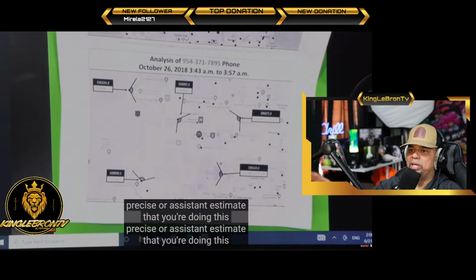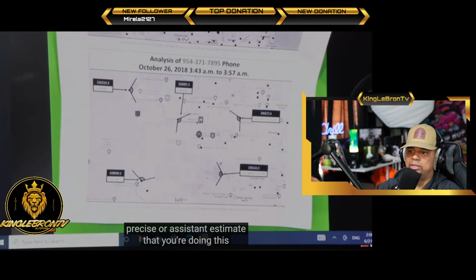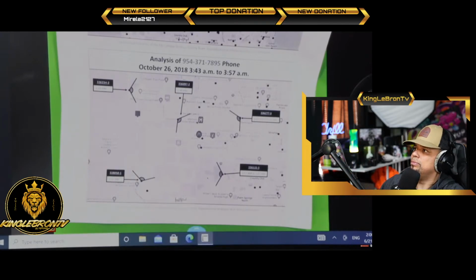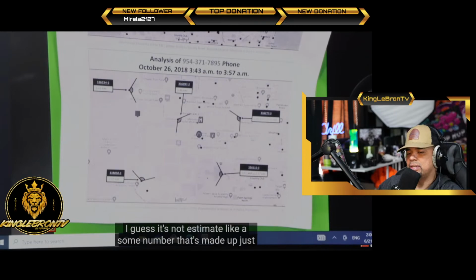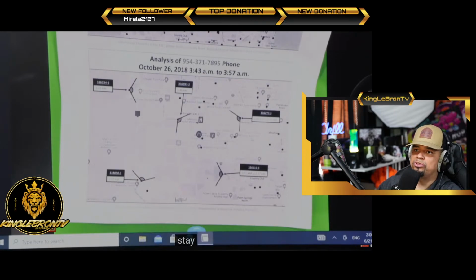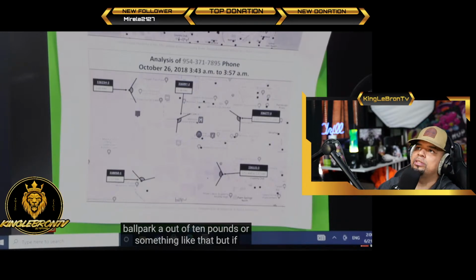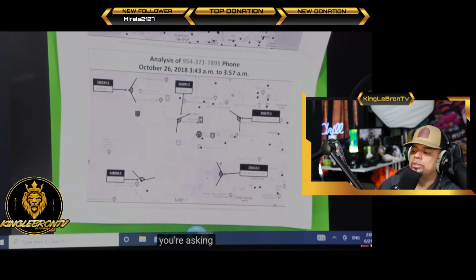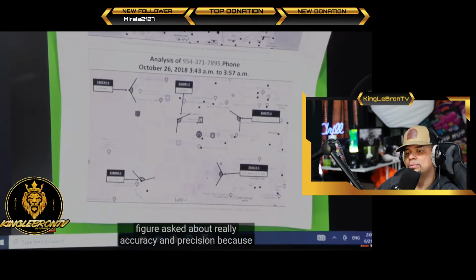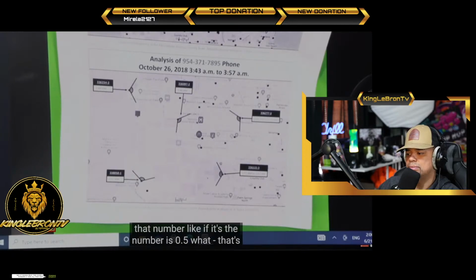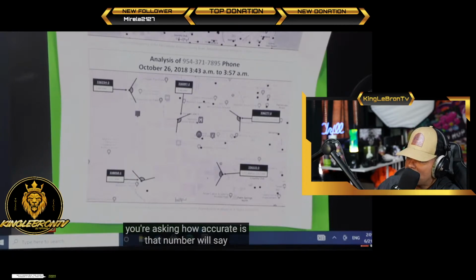Melly's phone pinged off of every single last one of these towers at some point. I guess it's not an estimate, it's some impossible numbers to just say ballpark. I think you're asking about the accuracy, not the precision, because if the number is 0.54 miles, that's a precise number, right? That's down to the hundredths of a mile. You're asking how accurate is that number?